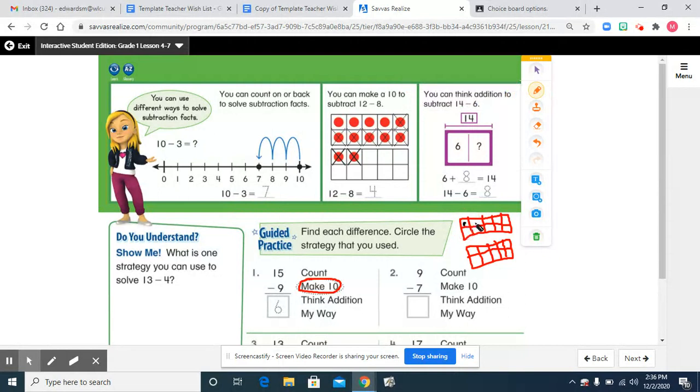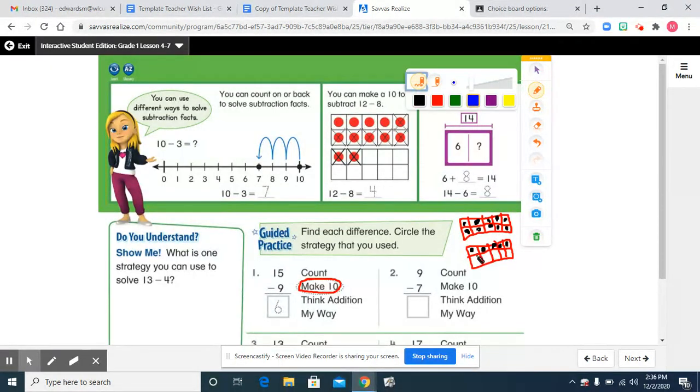So 1, 2, 3, 4, 5, 6, 7, 8, 9, 10, 11, 12, 13, 14, and 15. Now it says minus 9, but first we have to make 10.